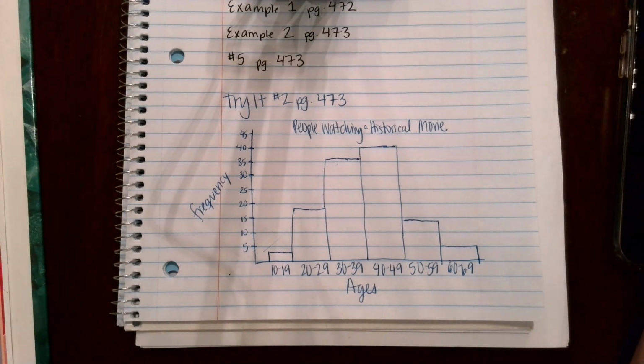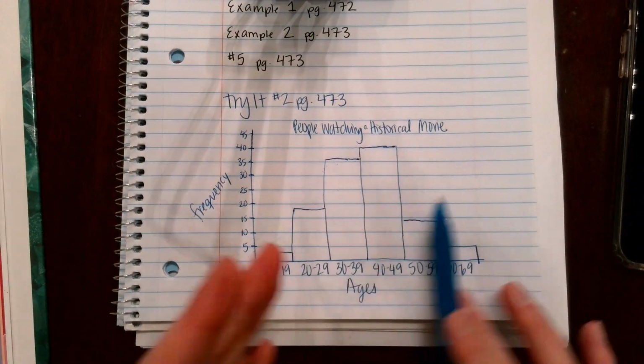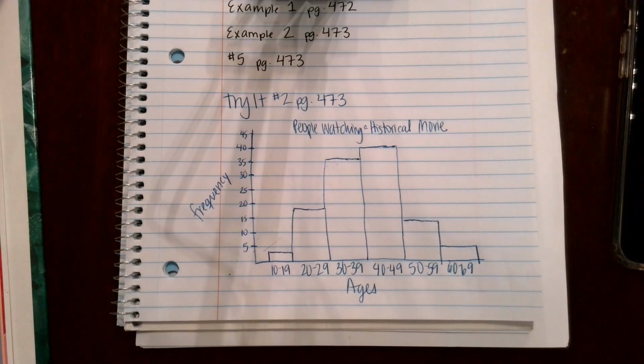I feel like it will be pretty obvious for you if it's skewed left or skewed right. If it's hard to determine which way it is skewed because they're pretty even, then it is symmetric. So go with that.